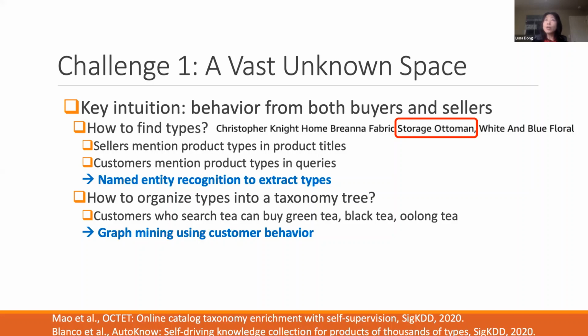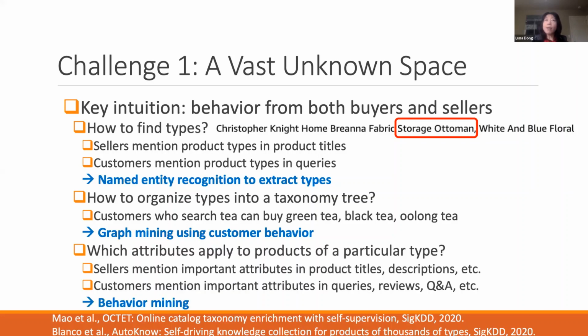Customers who search tea could buy green tea, black tea, oolong tea, but customers who search green tea are less likely to buy black tea. And those behavior information can help us to do graph mining and then build the taxonomy. Next, how can we find the attributes that apply to products of a particular type? Again, the sellers will mention important attributes in the product titles, descriptions will provide some of the data, and the customers will mention them in queries, reviews, QA, and so on. So this is, again, behavior mining, possibly with the help of graph mining.